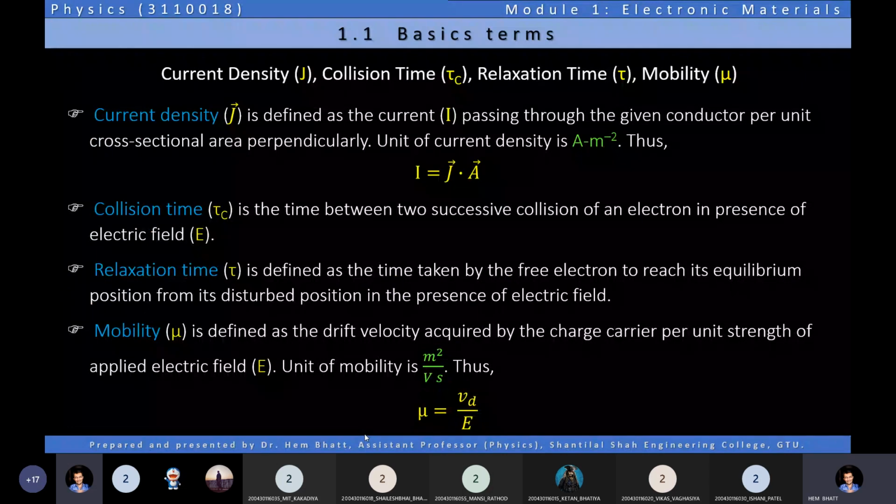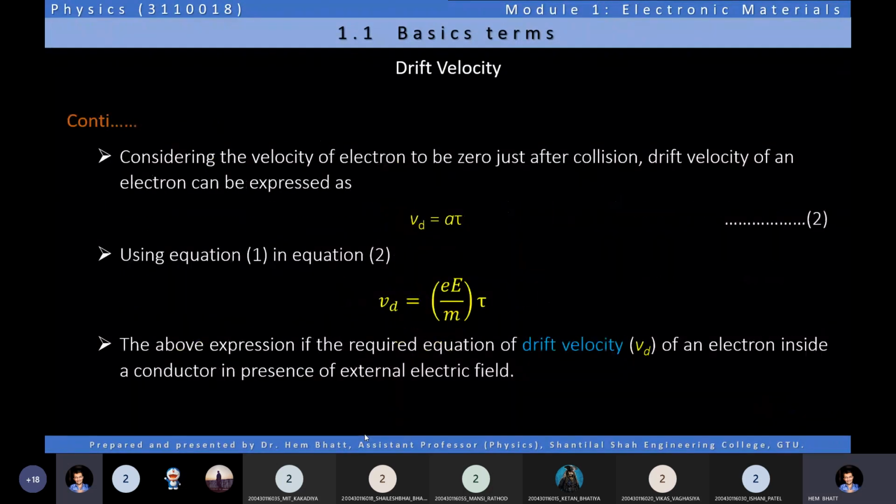A few definitions, time and again I have repeated that you will need to know this formula so that you can solve numericals. Drift velocity is E by m into tau. What is this m? Can anyone tell me what this m is? Electronic mass. Electronic mass, and that is half truth.